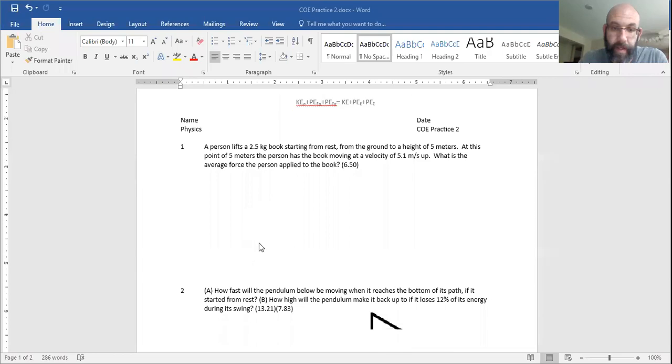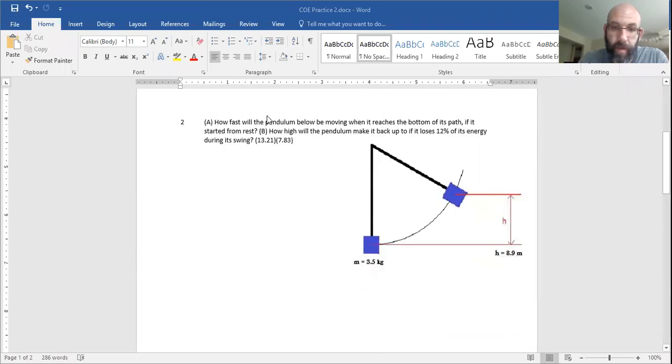All right, question 2. So we have a pendulum swinging back and forth. How fast will the pendulum be moving when it reaches the bottom of its path if it started from rest? So it's here and it's going to swing like this, following this parabolic path down here. So that's A. And then B, how high would it make it up? It loses 12% of its energy during its swing. Okay, so this is a before and after type problem. We're going to use the law of conservation of energy here.